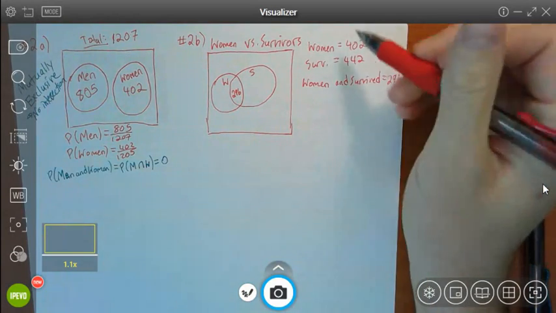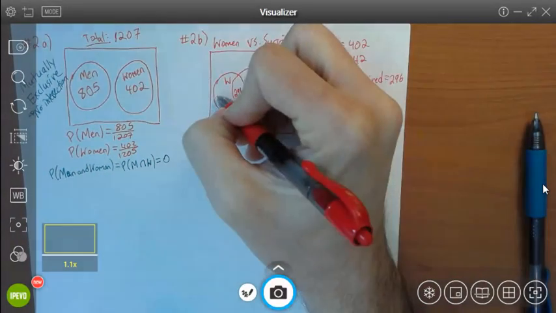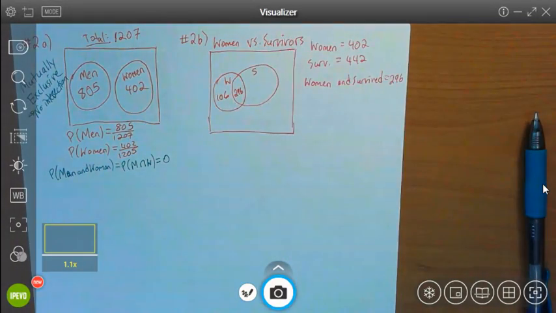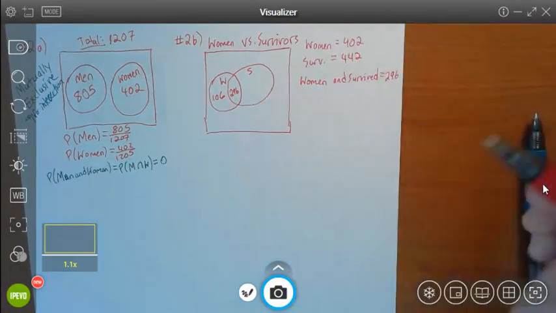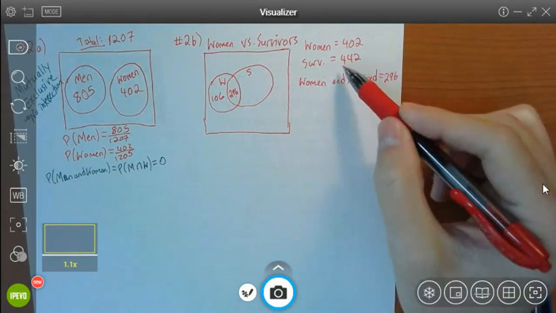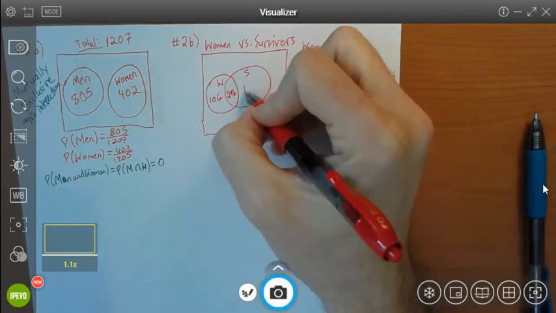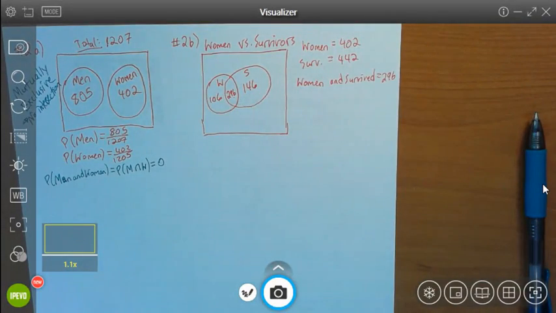So out of the women, there's 402 women. So 296 of them survived. So the remaining number of that 402, if we subtract, gives us 106 women who did not survive. And then when we look at the survivor circle, we have 442 total. So if we take out the women who survived from that, 442 minus 296, we get 146 survivors that were not women. And that is some different probabilities that you can find.